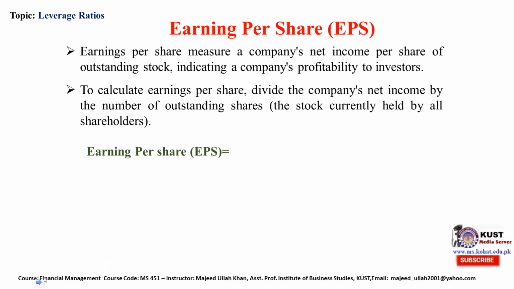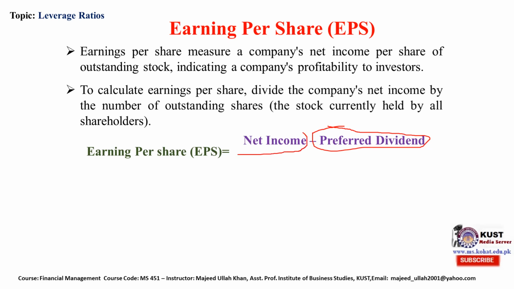So earning per share is equal to net income minus preferred dividend. It means that from the net income, when the company has paid dividend to preferred shareholders, the remaining amount is left for the common shareholders.